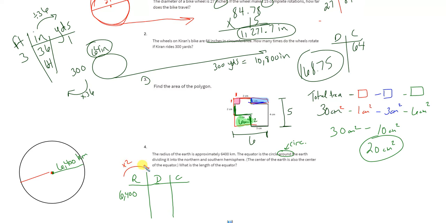So times 2. And that will tell us that we have 6 doubled is 12, 4 doubled is 8. So this would be 12,800 kilometers to get our diameter. And then to calculate our circumference, we use our special relationship constant between diameter and circumference, which is the pi multiplier. So we're going to multiply by pi, 3.14.